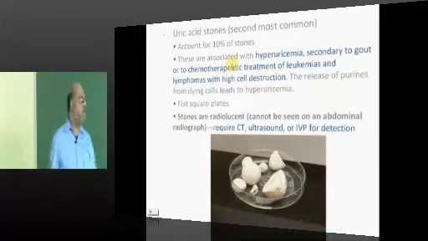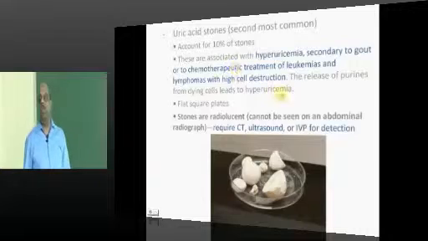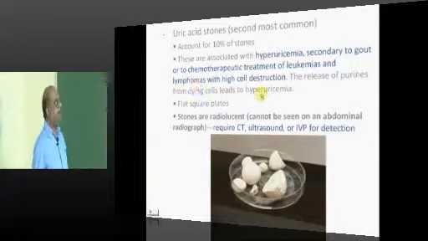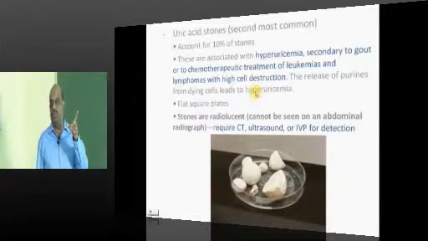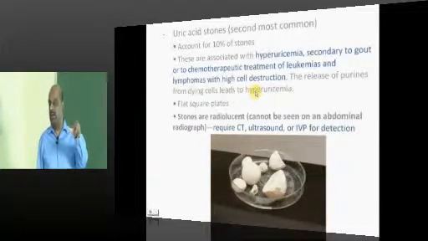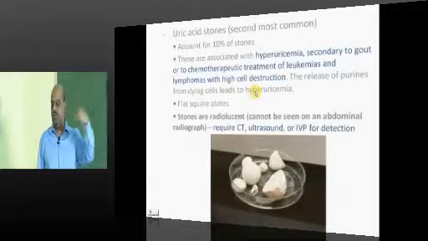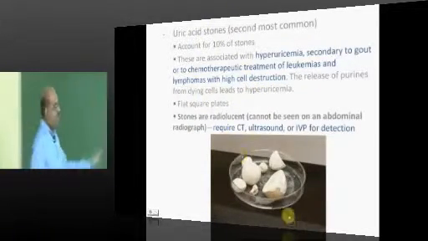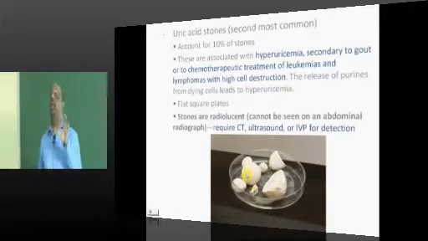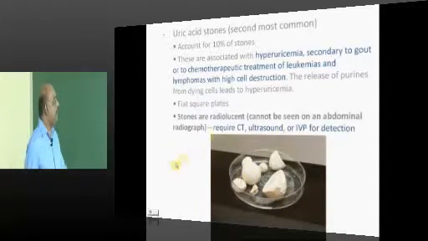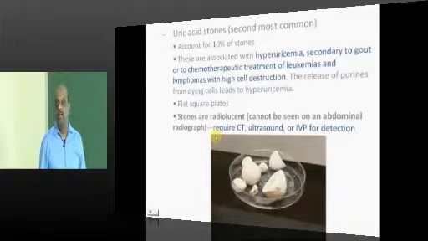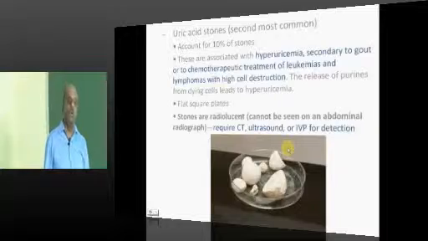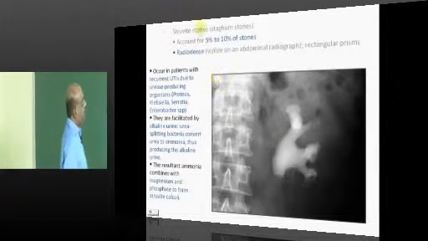Urate stones are the second most common. Any hyperuricemic state or any cancer chemotherapy leading to destruction of the cells, leading to the release of nucleic acids which metabolize to form excess uric acid, lead to development of urate stones. But urate stones by nature are radiolucent. They can't be picked up by a plain radiograph. Hence you need to use CT, ultrasound or intravenous pyelography in order to detect the urate stones.